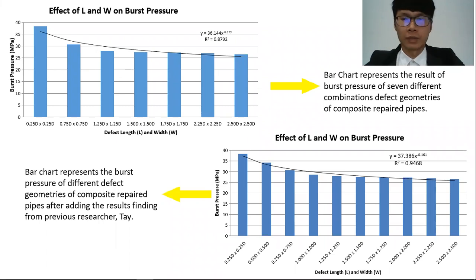Next, the bar chart represents the result of burst pressure of 7 different combinations of defect geometry of composite repair pipe. However, the interval between each model in my analysis is not consistent, so the result can be said to be not that accurate. So the bar chart below represents the burst pressure of different defect geometries of composite repair after adding the results found from previous researchers. So the interval between the models is consistent.